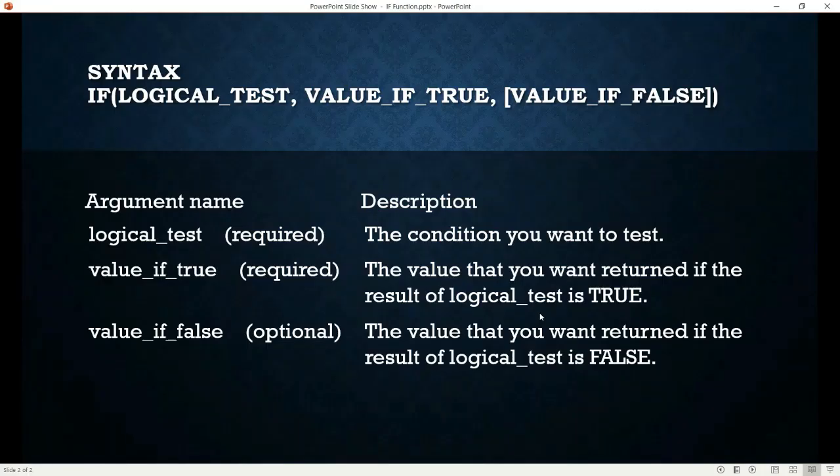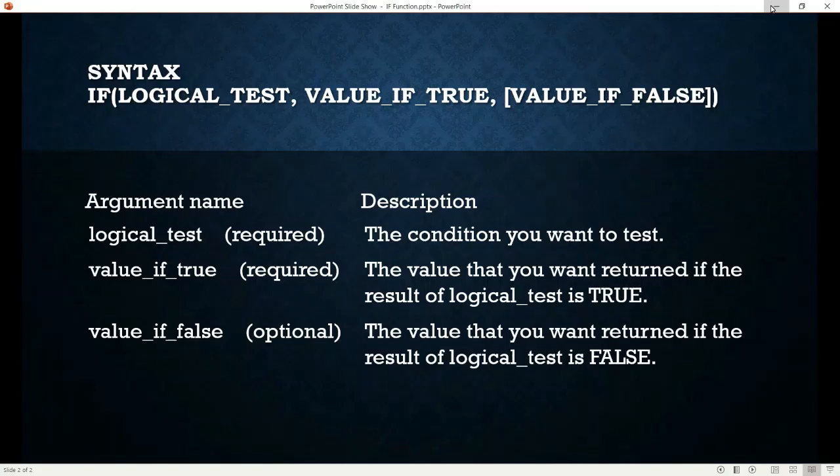Okay, the if function takes three arguments. The first one is the logical test. In this argument, we specify the condition you want to test. The second argument is value if true. We specify the value that we want returned if the result of logical test is true. The third one, the value if false. In this argument, we specify the value that you want returned if the result of logical test is false.